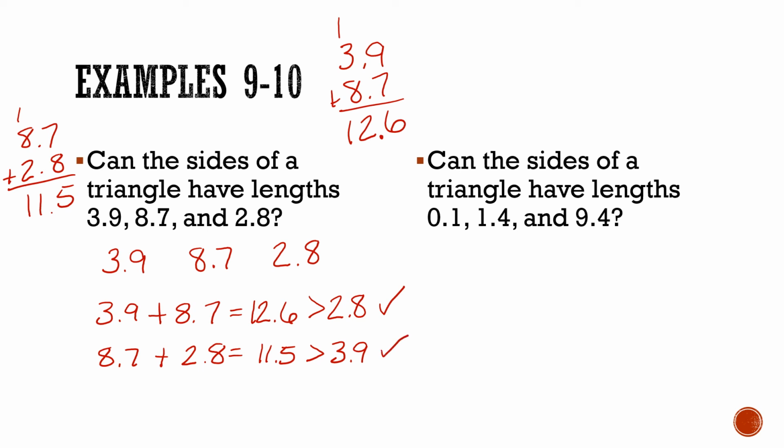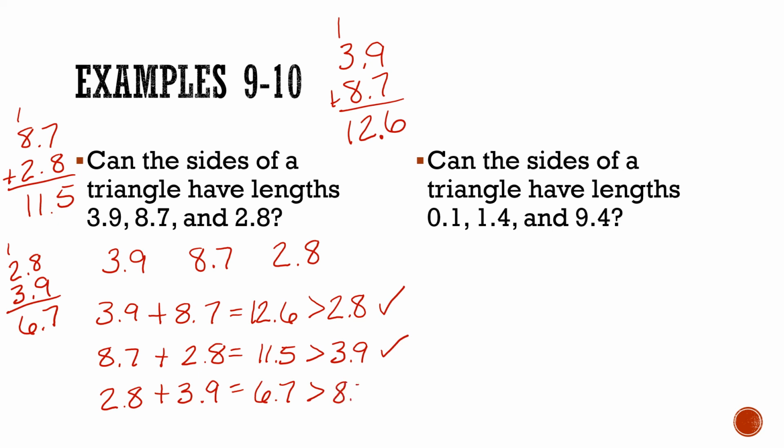And then we're going to add 2.8 and 3.9 as our last one. So 2.8 and 3.9. 9 and 8 would be 17 and 6. So we get 6.7. Should be greater than, okay, what did we not use when we did 2.8 and 3.9? We didn't use the 8.7. So when we add those together and get 6.7, is 6.7 greater than 8.7? It is not. So if just one of those is an X, then no, it does not make a triangle.